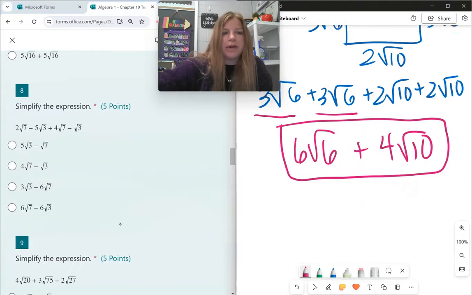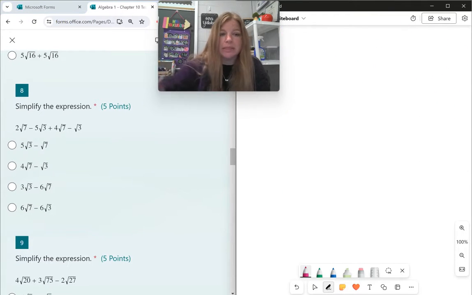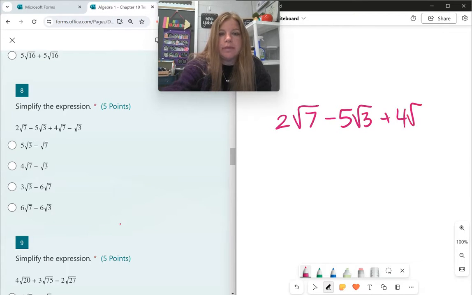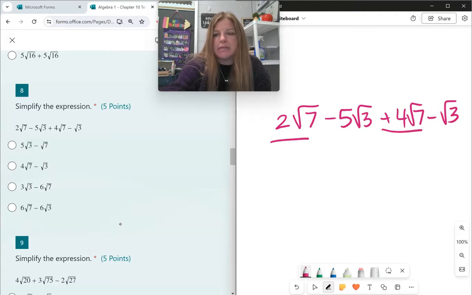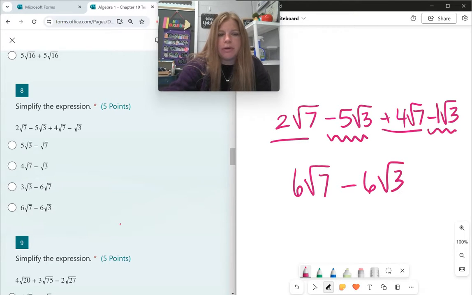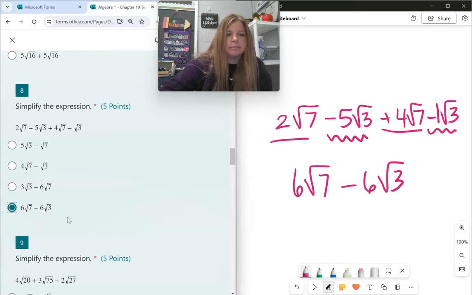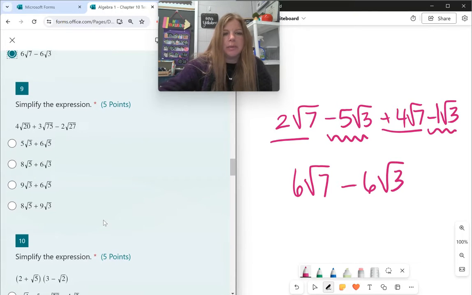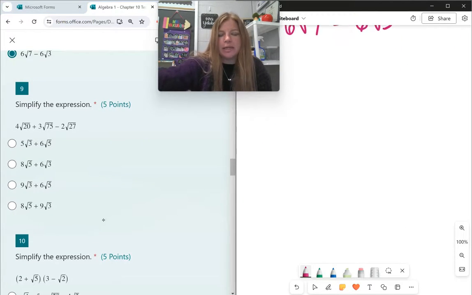Number 8, simplify the expression. So good, this is more practice of just combining like terms. So 2 radical 7 minus 5 radical 3 plus 4 radical 7 minus radical 3. I can combine my radical 7, so 2 radical 7 plus 4 radical 7 is 6 radical 7. Negative 5 radical 3 minus 1 radical 3 is negative 6 radical 3. Easy, easy.